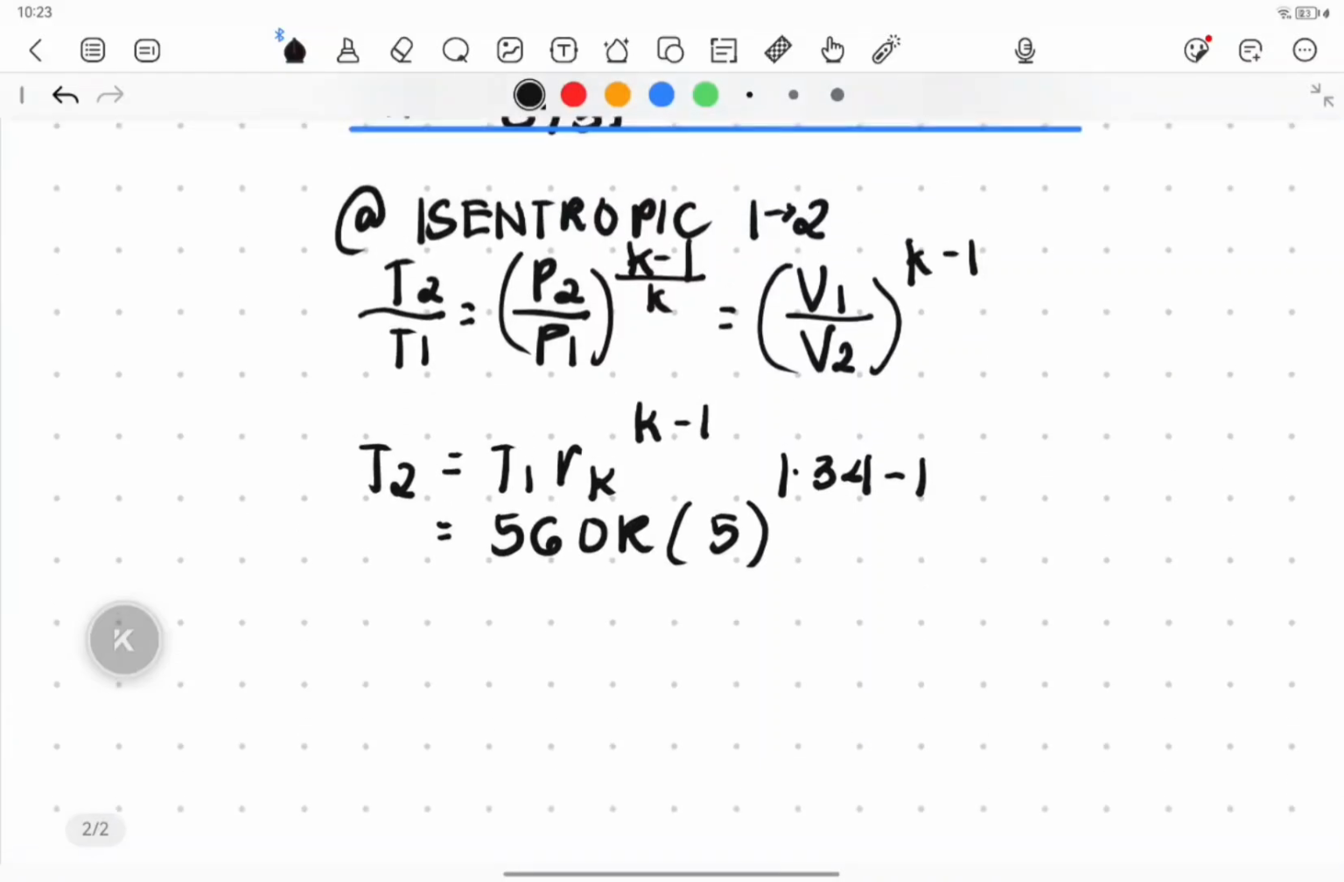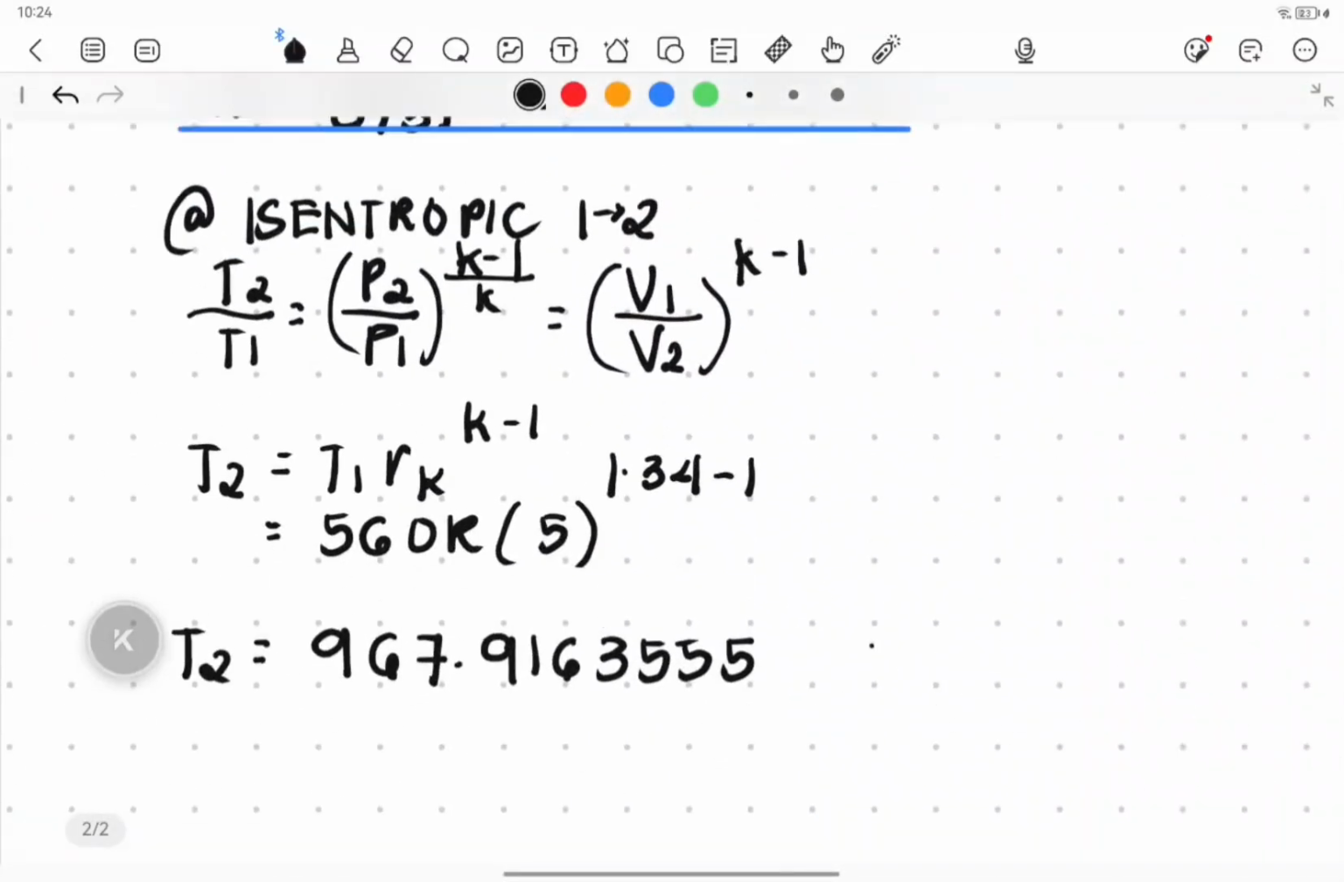Now, we have to get our answer as 560 times 5 raised to 0.34, that is 967.9163555, and let's store this at B.